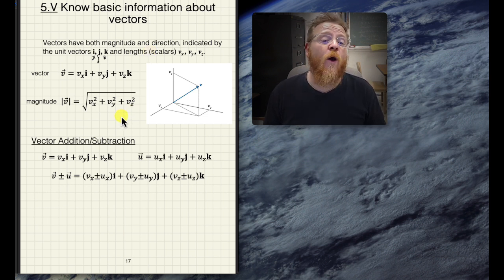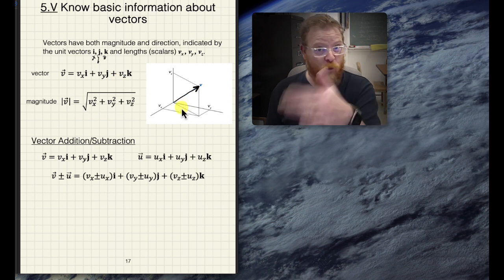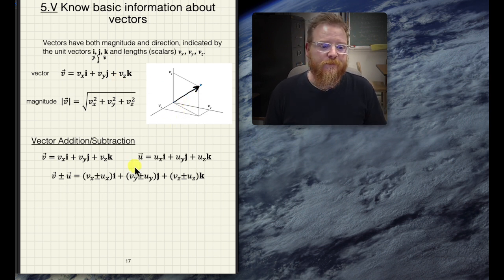So the overall magnitude of a vector is given by the following: square root of the sum of the square of their scalars. So for example, this magnitude would tell us how long this vector is, and the unit vectors I, J, K tell us where it's pointing.